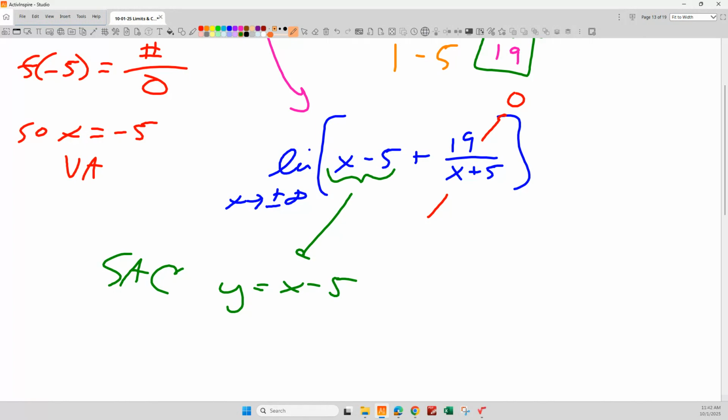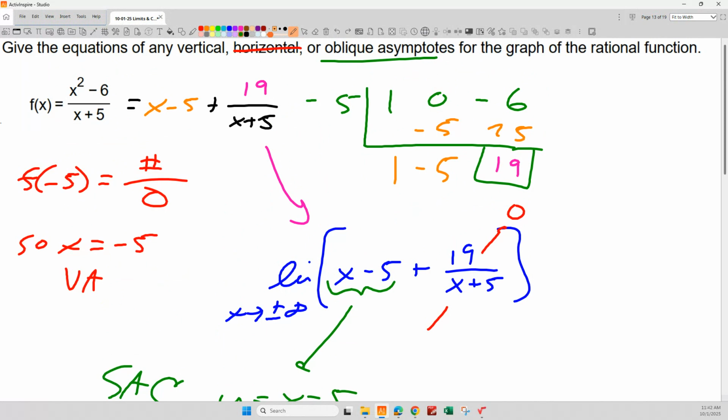Okay, and remember what we see here. How did we know right away that we were going to get oblique asymptotes? What about this gave it away? Good, because the degree of the polynomial in the numerator is exactly 1 greater than the degree of the polynomial in the denominator. That means that when I divide these out, I'm guaranteed to get a linear function plus some remainder, right?